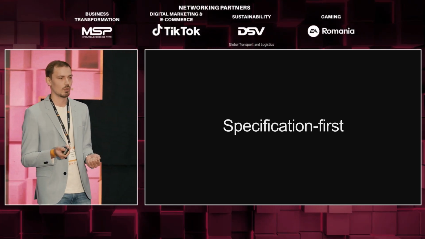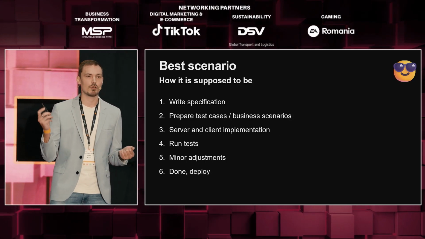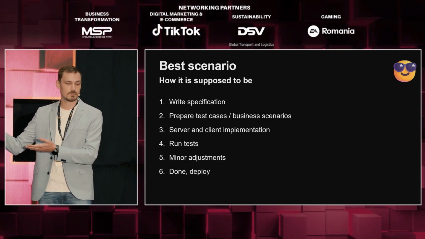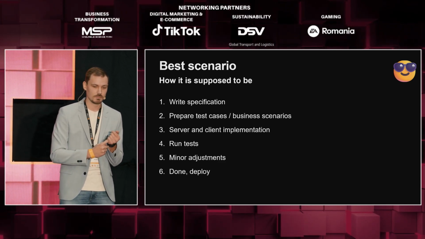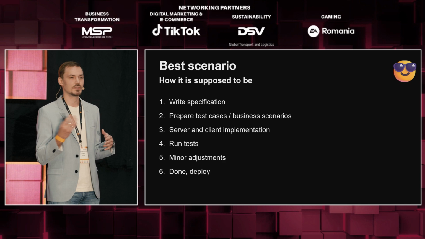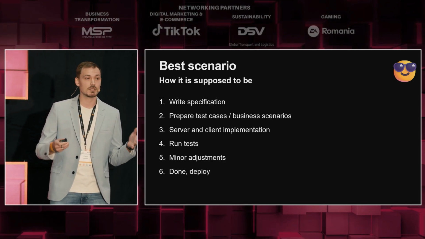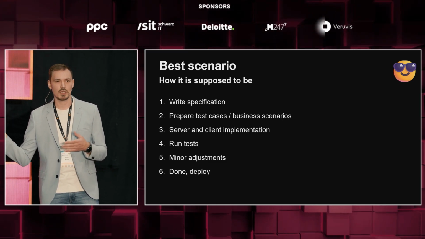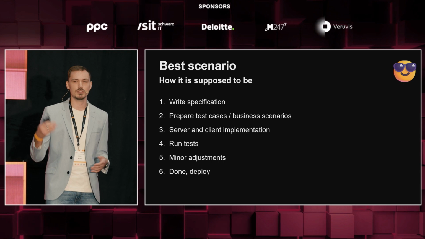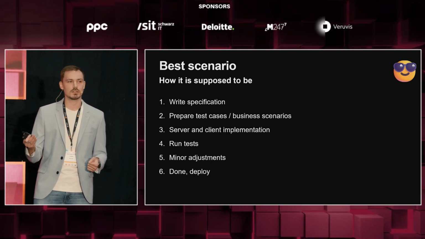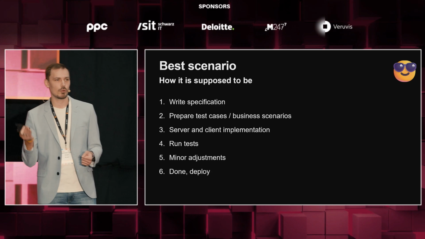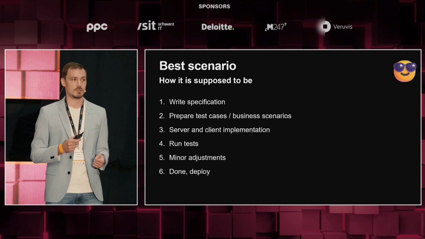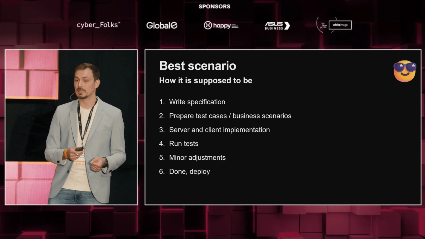So now we solve one problem. And the best scenario of working with the specification first approach should be something like this. We start with a specification, then we already can prepare test cases or business scenarios based on just one single specification. And it's not only for engineers, it's for general process. When you design your software, you should understand what's the main purpose of this software, how to test it. So there are some business scenarios even before you write specification. But now you can even test it.